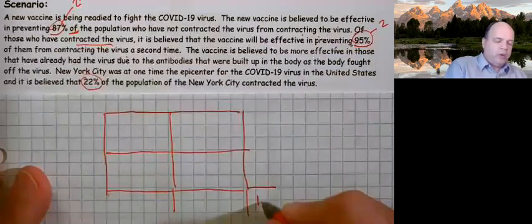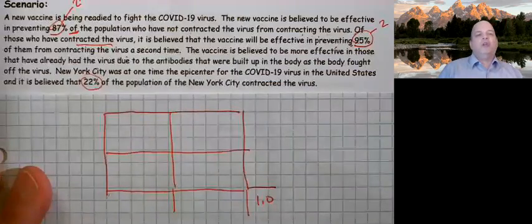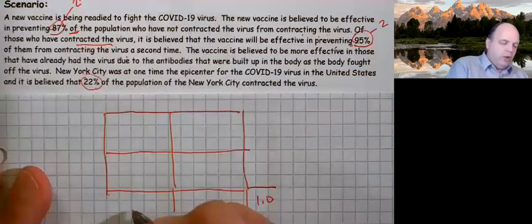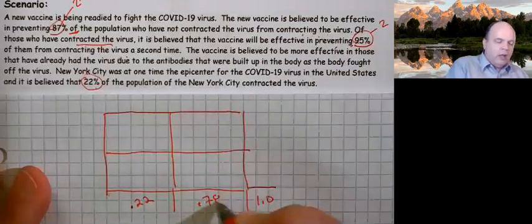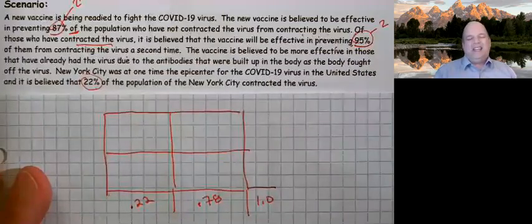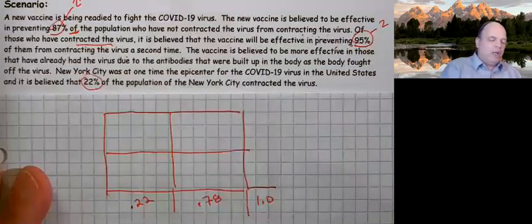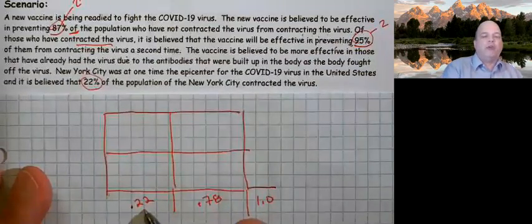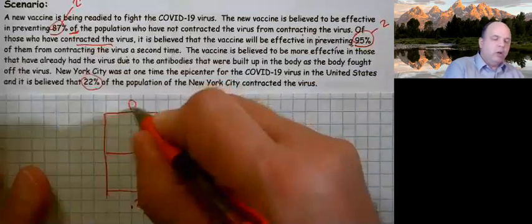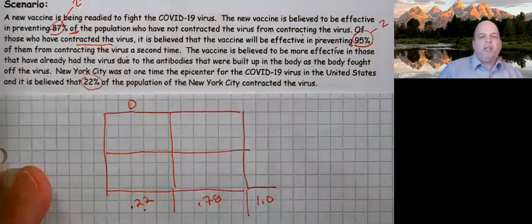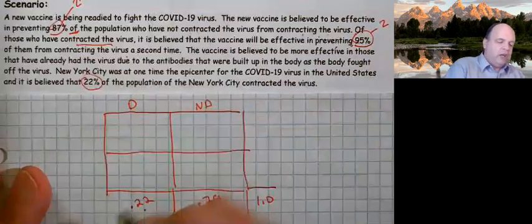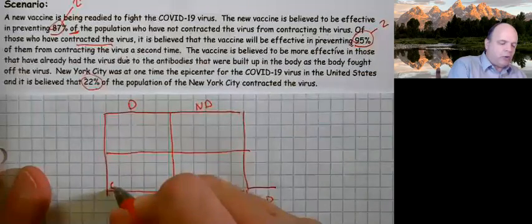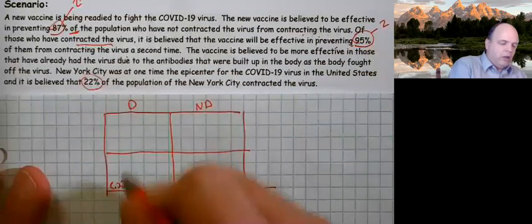So this is 1.0. All right, so 22% of the population contracted the virus. So this means 0.22 and 0.78. Now we have virus and vaccine, and I noticed that both of those start with a V. So I'm going to go ahead and change, instead of virus, I'm going to use D for disease. So 22% of the population caught the disease. These did not catch the disease. And once I have that value, I can just bring it straight up. I really don't even have to think about it.